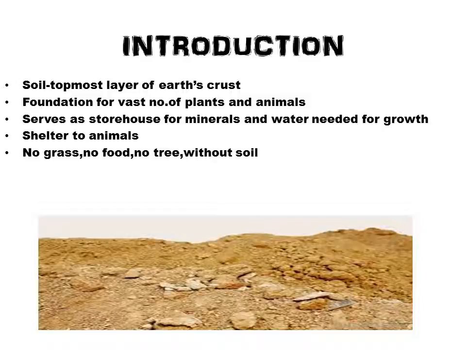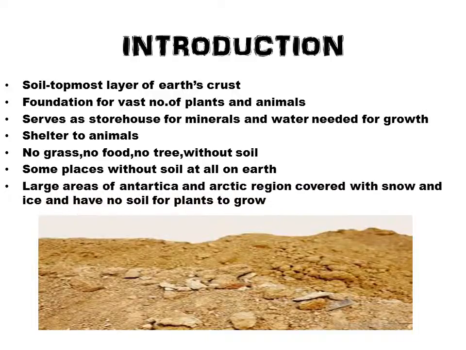Without soil, there will be no grass, no food, no trees, and so it will be difficult for all plants and animals and also for human beings to survive on earth. There are some places on earth which have no soil. So we can say that soil is very important, and without it there are some places where there is no soil at all, like the large areas of Antarctica and the Arctic region, which are covered with snow and ice and have no soil for plants to grow.